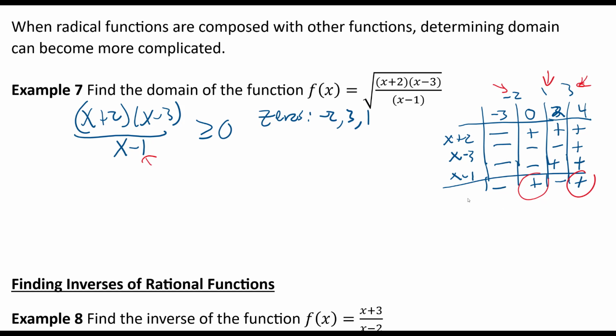Okay, so we are at negative 2 to 1 with a parenthesis there. That's for this interval. Union that with 3 to infinity. This is a squared off bracket. That's this interval right here. So that is the domain of this function.